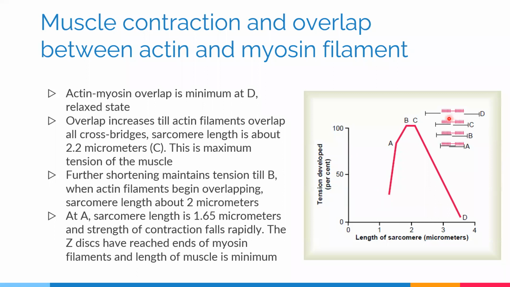And this is shown as a schematic right here. This is the D point where there was very little overlap between actin and myosin. At the C point where there is maximum strength, actin and myosin overlap the most. At the B point, actin filaments have reached their ends and will start overlapping, and the tension is still maintained. But finally, here we can see that the actin filaments have overlapped a lot, and the filaments now have abutted with the Z discs at these ends. This will cause crumpling of the filaments and a huge decrease in the strength of contraction.